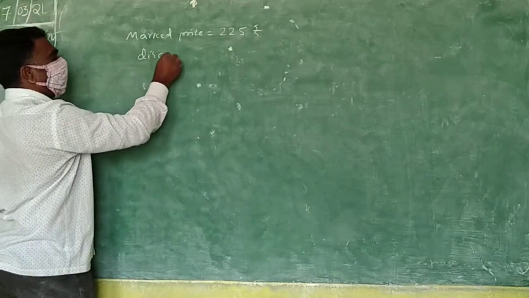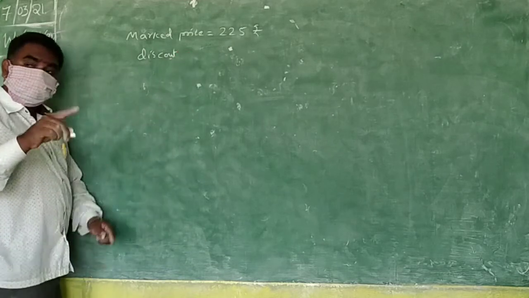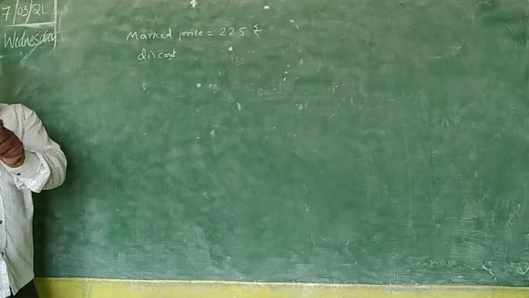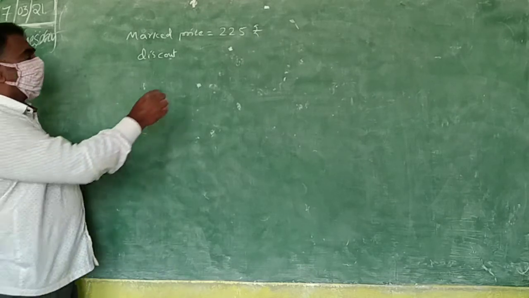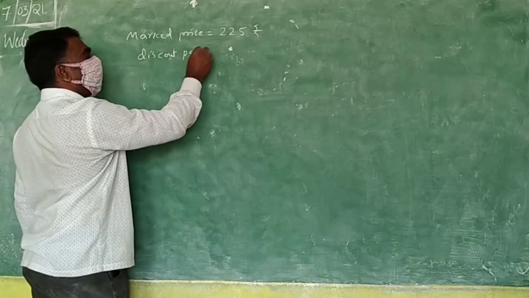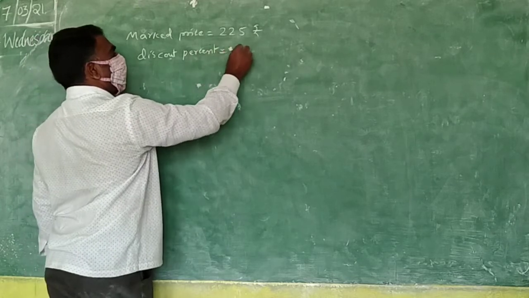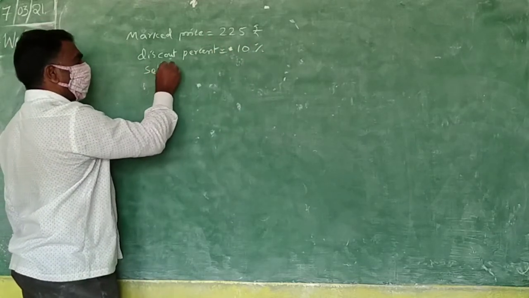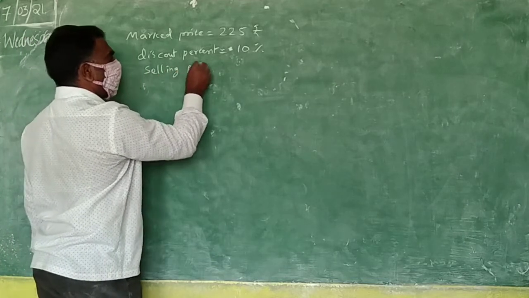Next, the discount percentage, you know, not the discount. Discount is different; discount percentage is. Discount means only the amount. Percentage is per hundred. So discount percent is 10%. And what are you going to find? Selling price.